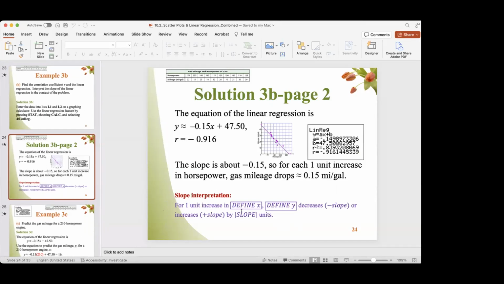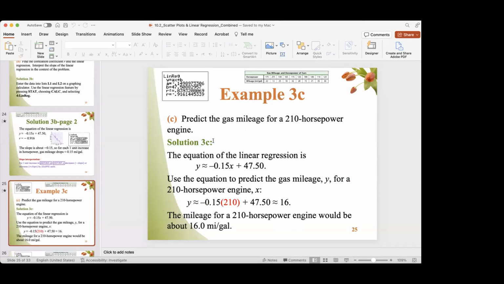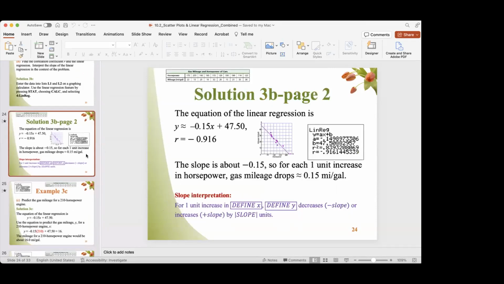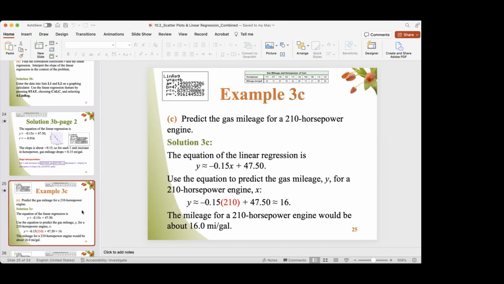Here, the equation is rounded to 2 decimal places. I have explained what the negative 0.15x is. I'm not going to ask you in this exam what the slope means. So this is the equation. I can use this equation to predict either the x value, which is horsepower, or the y value, which is mileage. I have given you an example in part C.